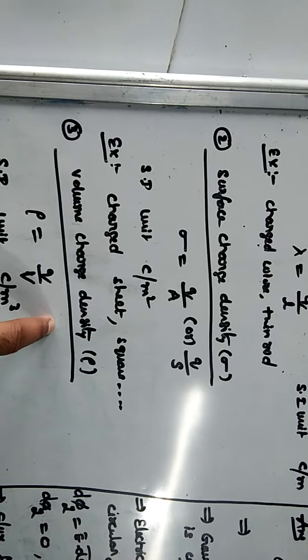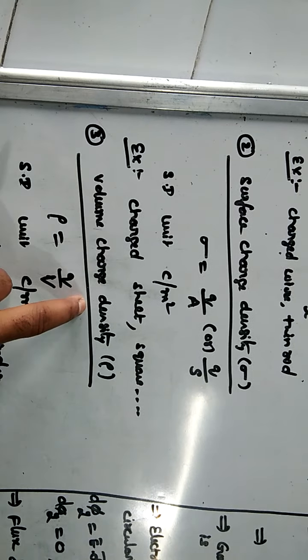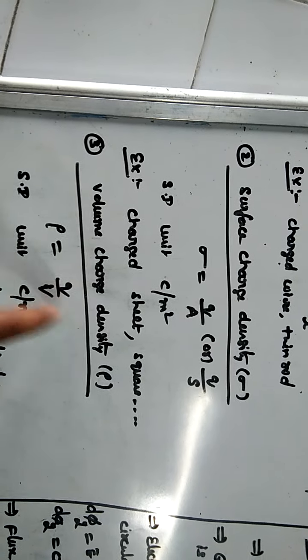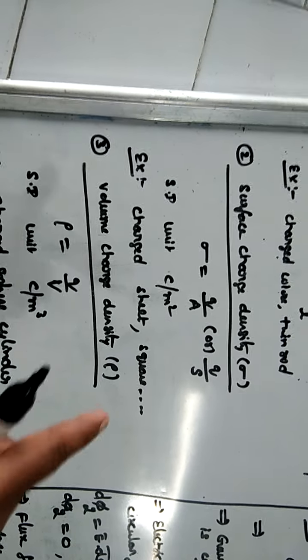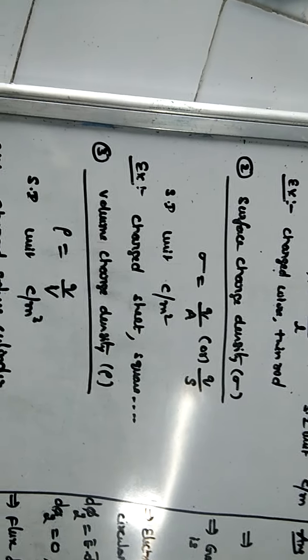Next one, volume charge density, rho. It is the charge per unit volume. It will be defined for charged spheres, cylinders like this. So remember this thing. And now I am going to apply Gauss law.